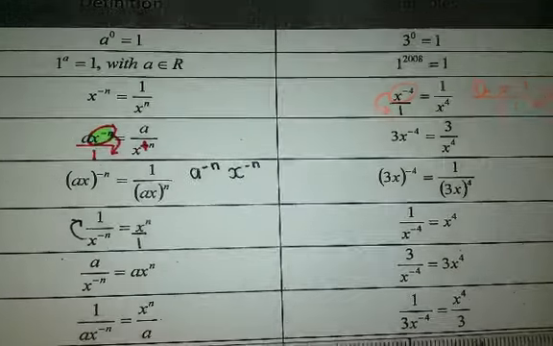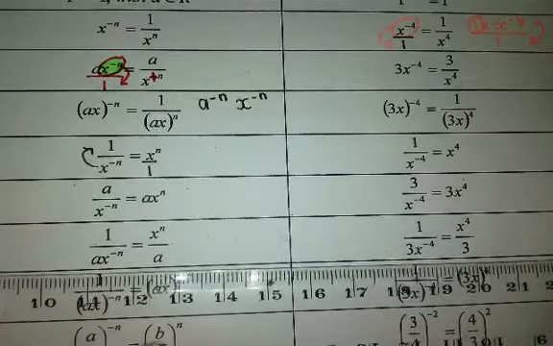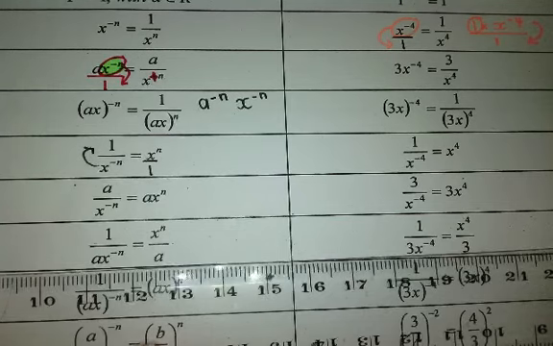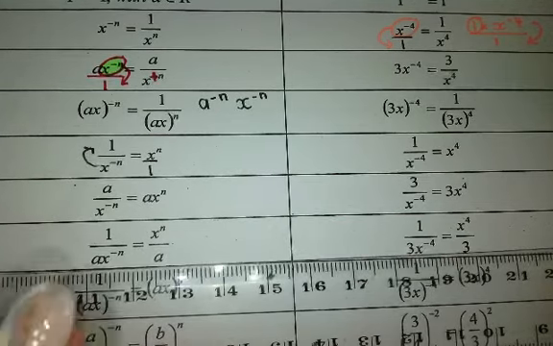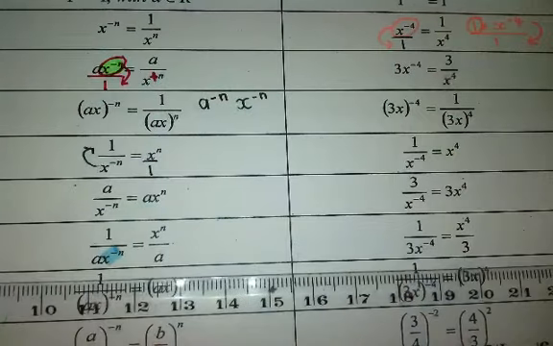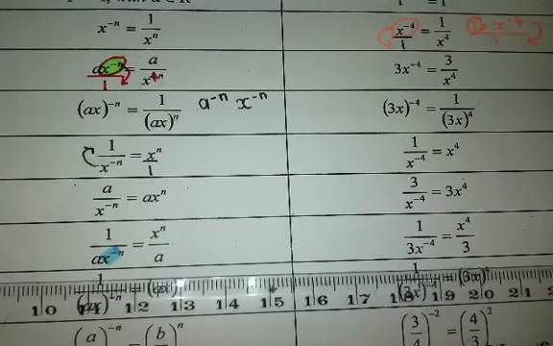Next one. A is going to stay at the bottom. Do you understand? Because A's exponent is 1. It's positive. The only one that needs to be made positive is x to the power of negative n, and that's the one that moves to the top.